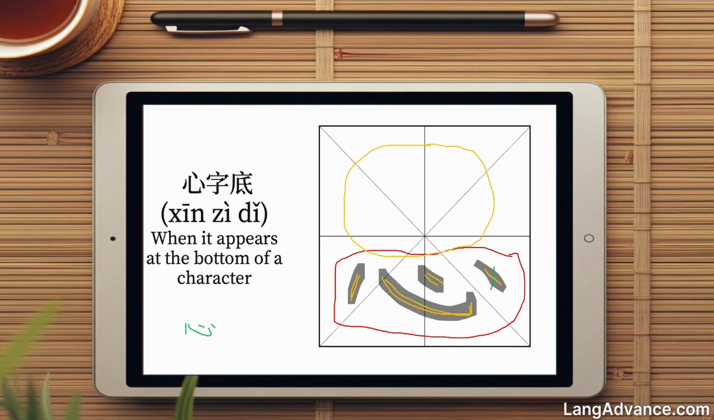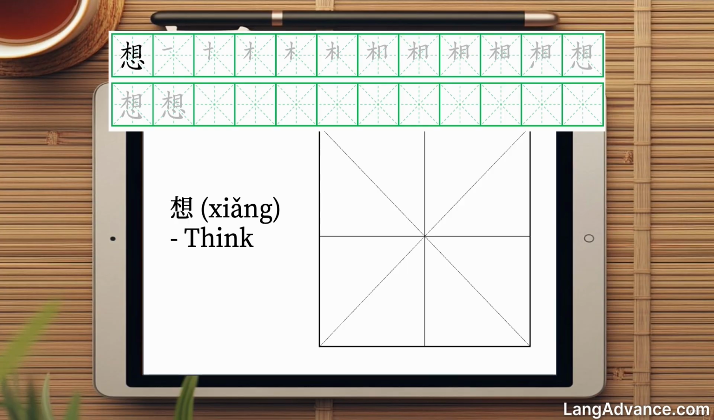Cool. Now let us see what kind of words are associated with 心字底. 心, which means heart, 字, which means letter, 底 means bottom. 心字底 means heart at the bottom. The most common word, it will be 想, which means think. Now let's see how do you write that.